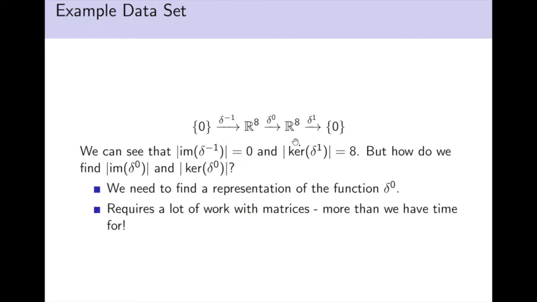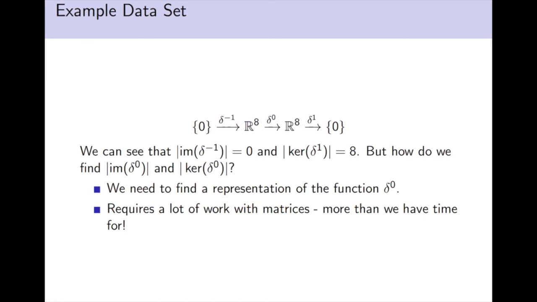Now, there's a similar trick we can use to figure out the dimension of the kernel of delta 1, and it's a little easier to understand. Delta 1 is mapping from R^8 into the trivial vector space, so it's mapping everything in R^8 to 0. In other words, everything in R^8 is in the kernel of delta 1, so the kernel of delta 1 must have the same dimension as R^8, which is 8. This doesn't tell us what the image and kernel of delta 0 look like, and we need to know that to find their dimensions.